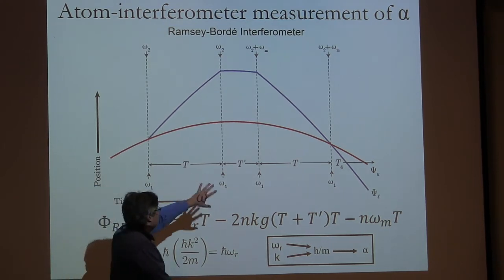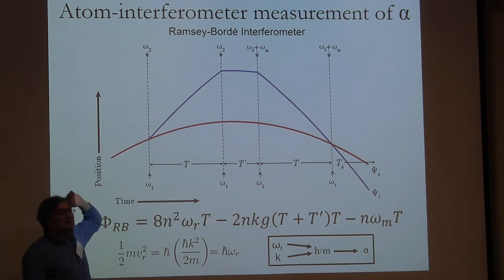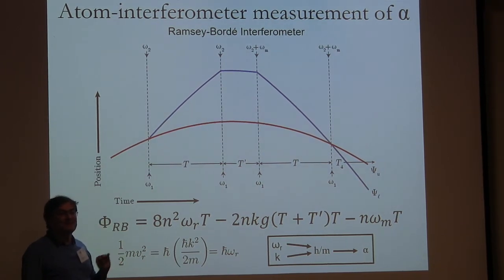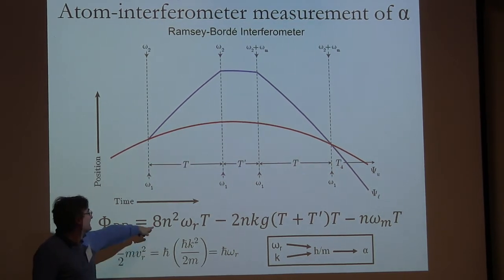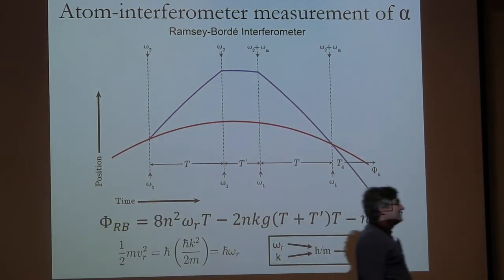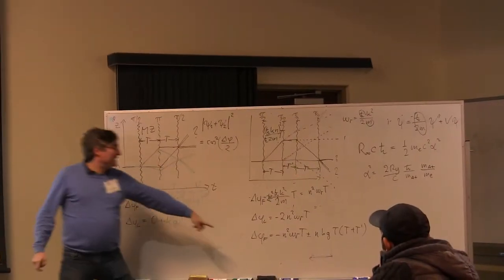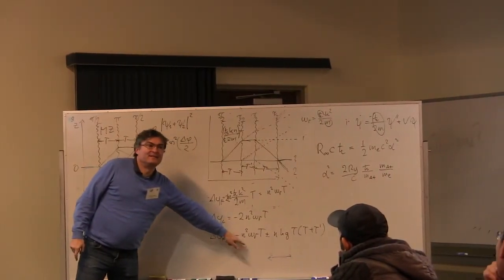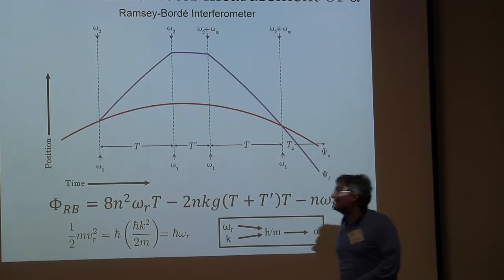The Ramsey-Bordé interferometer solves this problem and immediately gains me 10 orders of magnitude of signal to noise by canceling the optical frequency, right? This is the phase shift, we've derived it here. Now you ask, why is there a factor of 8 here that I have ignored here? The thing is, my n here is defined by the number of photons, whereas here it is the number of photon pairs. There's a slight confusion here. Sorry about that.